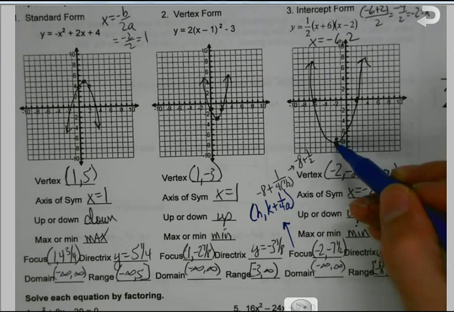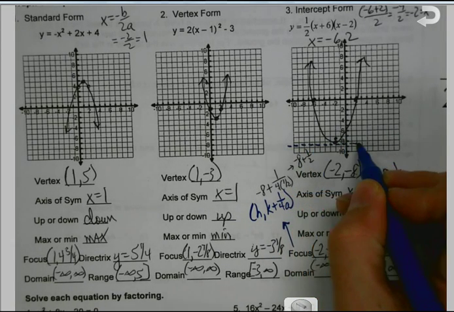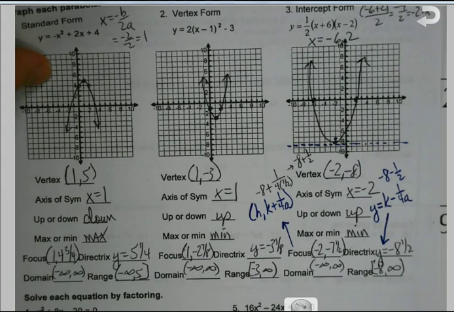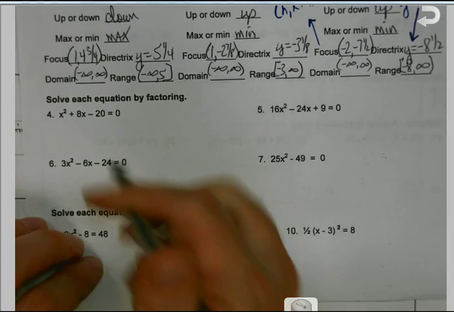If it's half away here, it's going to be half away for my directrix. So if you see that equidistance, then you should be pretty confident that you've got the right answer. Okay, so moving from our graphs, solve by factoring.